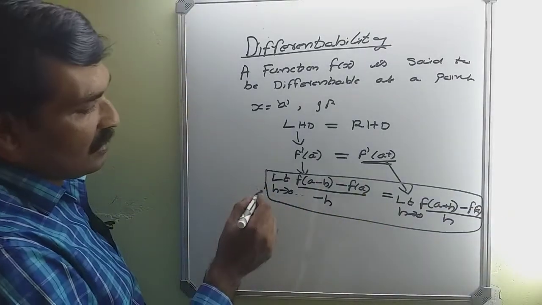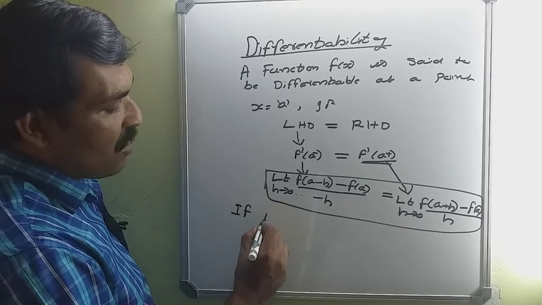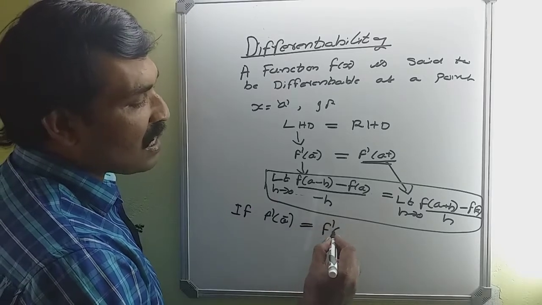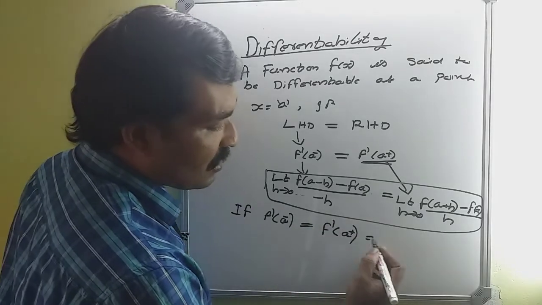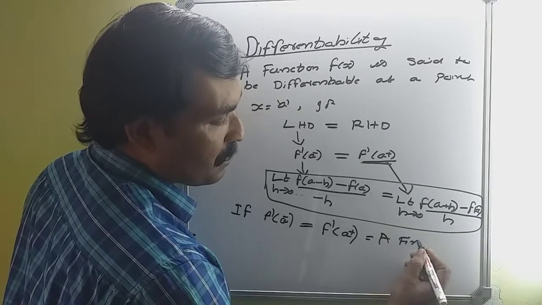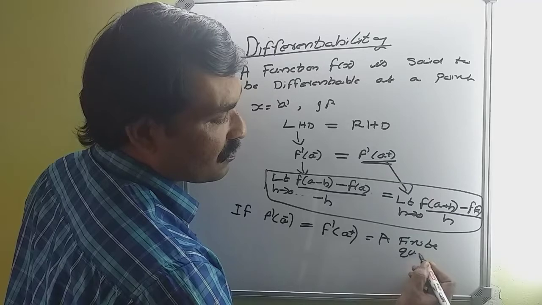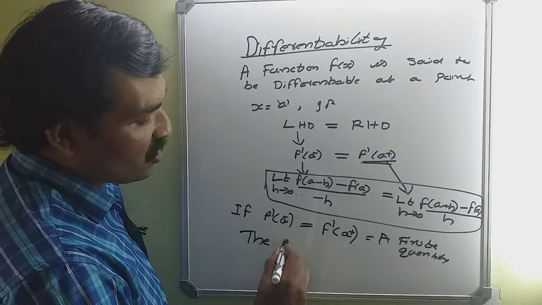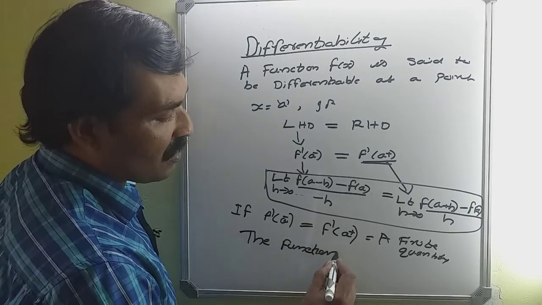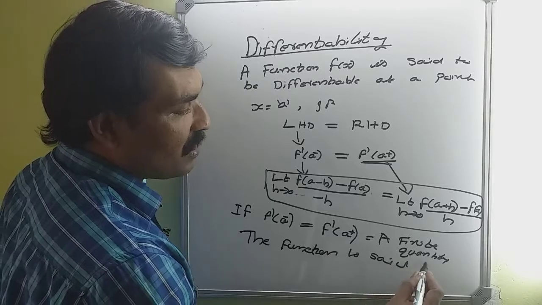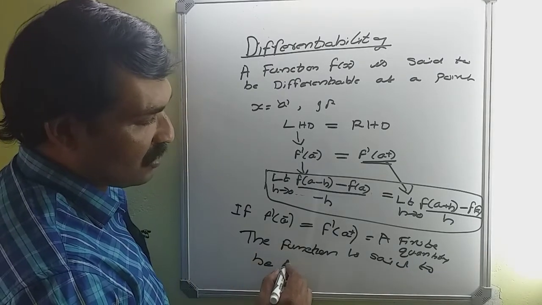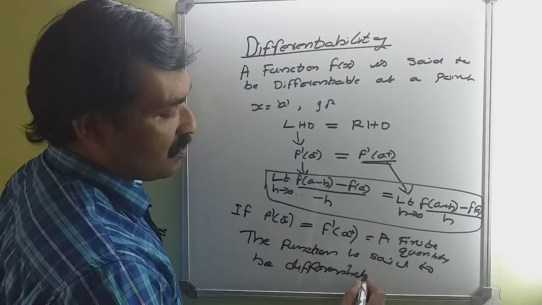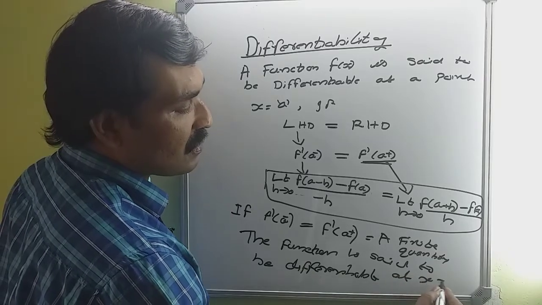If f dash a minus is equal to f dash a plus is equal to a finite quantity, then the function is said to be differentiable at x is equal to a.